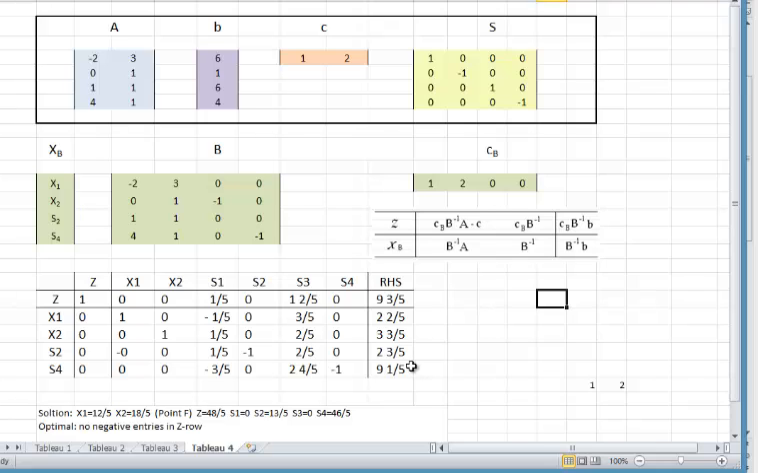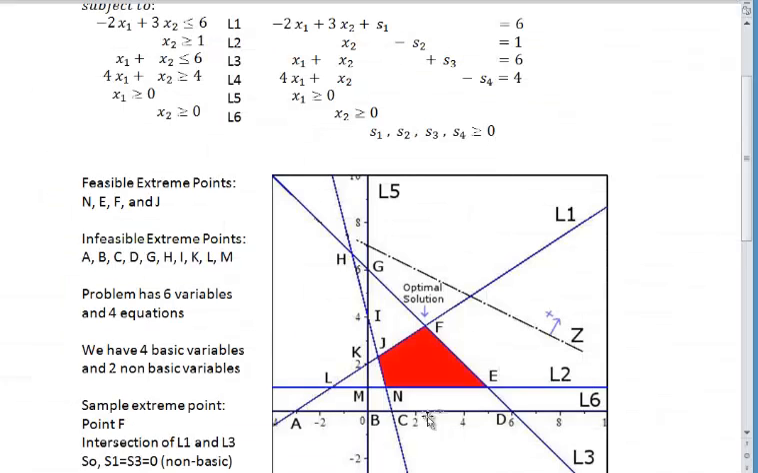Can we say how many? If you look carefully, yes, you can. Point D is feasible for everything except for line L2. It is feasible for any other constraint that we have except for L2. Therefore, your S2 value is going to end up to be negative. So you can say that.